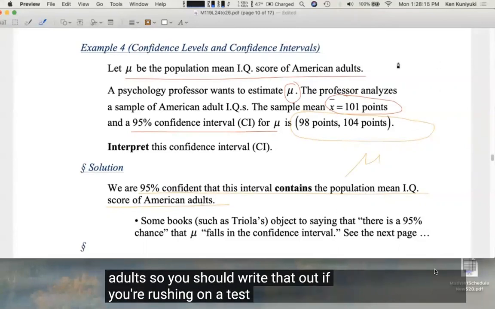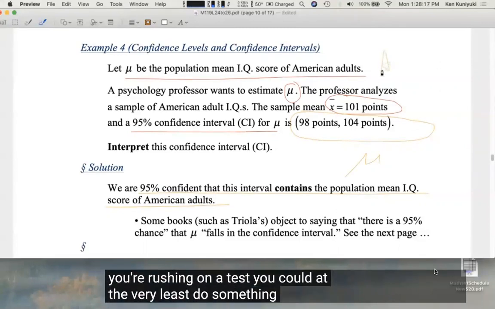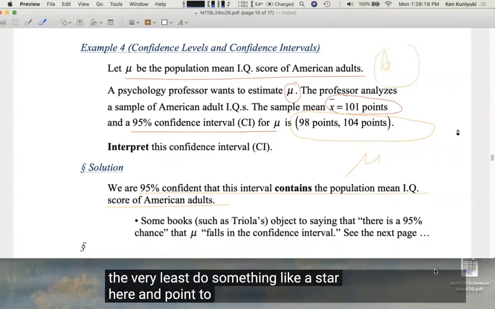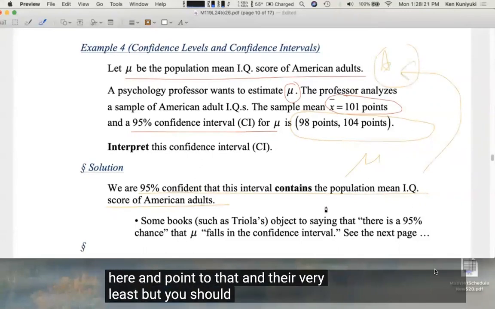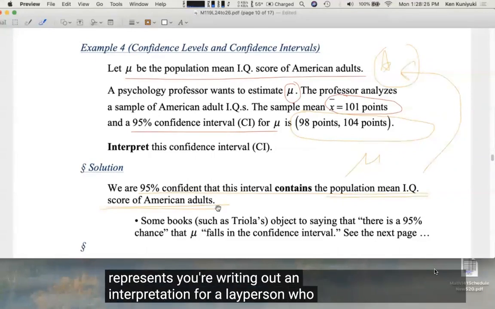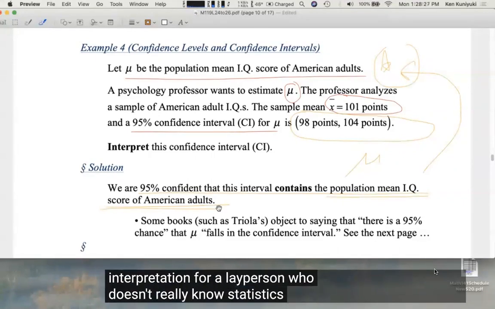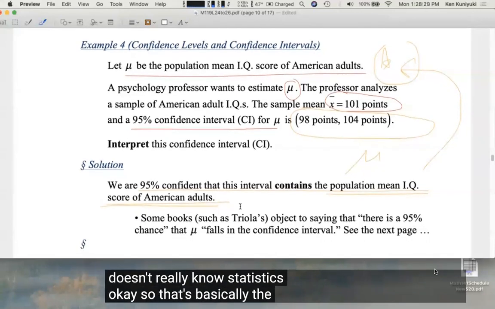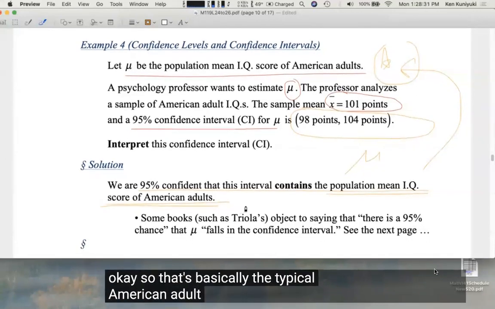If you're rushing on a test, you could at the very least do something like a star here and point to that. But you should write out what mu represents. You're writing out an interpretation for a layperson who doesn't really know statistics. Okay, so that's basically the typical American adult.